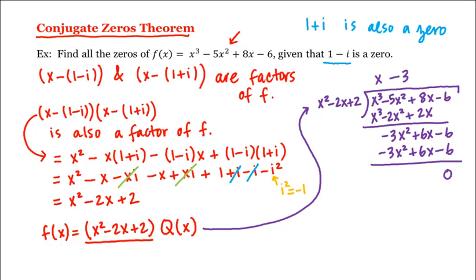Which shouldn't surprise you because this is a factor of f. So the division should yield a remainder of 0. So therefore, this is q of x. And if this is q of x, that means that x minus 3 is a factor of f. And therefore, 3 is our other zero. So our zeros are 3, and then the two complex conjugates, 1 minus i and 1 plus i.